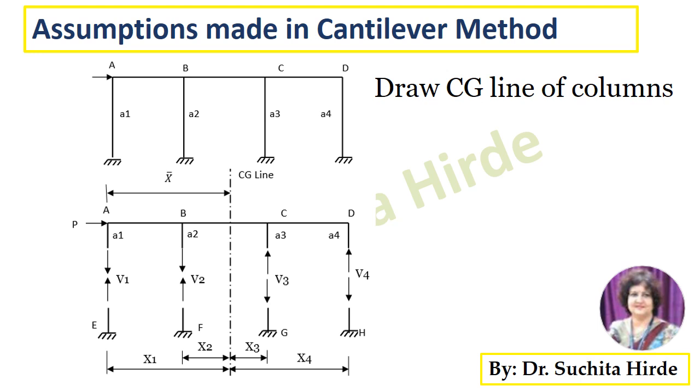After separating the frame at the point of hinges, we have to show the axial forces in column V1, V2, V3 and V4. We have to draw the CG line of the column, show the tensile forces on left side of the CG line and compressive forces on right side of the CG line if the horizontal force acts towards right. If the horizontal force acts towards left, then show in reverse way.